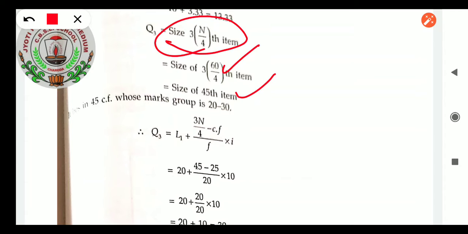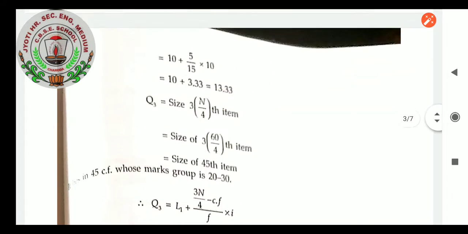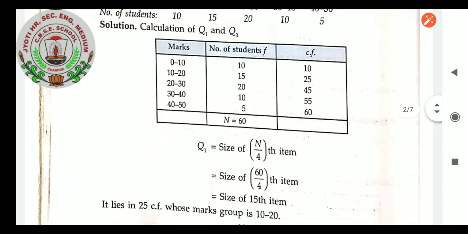The size of the 45th item lies in the 45th CF, whose marks group is what? 20 to 30. Okay, let us see in the tabular data where that CF is lying. 45 lies in the CF 45. So for 45 here, what will the class interval be? It will be 20 to 30.